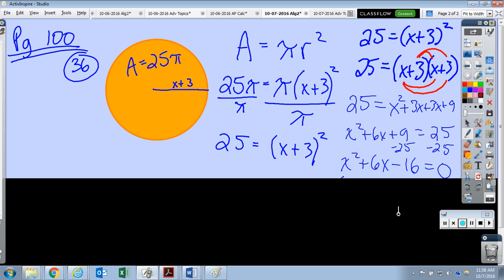Tic-tac-toe. Yeah, that'd be fine. You can go ahead and do that. So tic-tac-toe: once you get to the quadratic equals 0, the quadratic part, the left-hand side, and you'll have the factors. So go ahead and do that.